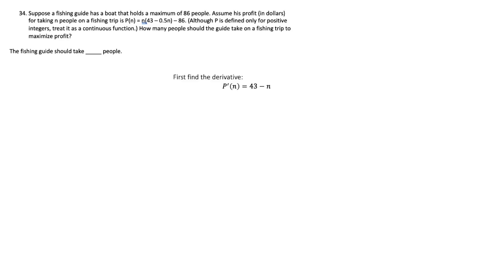Again, because we're trying to maximize, we're going to take the derivative. This is 43 minus n. Setting this equal to 0 and solving for n, we get that n is 43. Remember, we would test the endpoints as well. Our domain in this particular function is 0 to 86. If you test each of those values, 43 will result in the maximum.